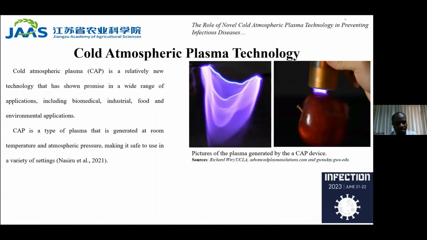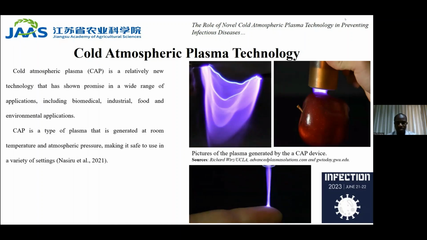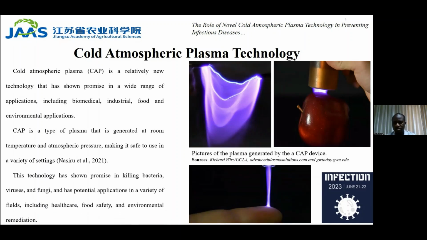Cold atmospheric plasma is a type of plasma that is generated at room temperature and atmospheric pressure, making it safe for use in a variety of settings. Therefore, it is created at a relatively low temperature, around 30 to 40 degrees Celsius. Here are some pictures of the cold atmospheric plasma.